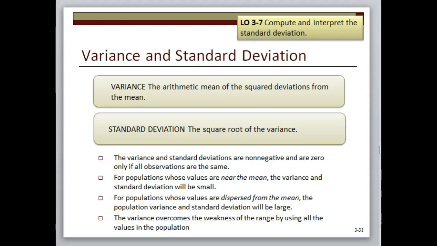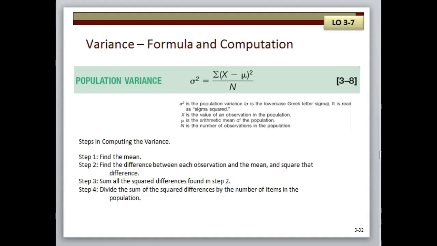If the values of a group are all near the mean, the variance and standard deviation will be small. If the values of a group are dispersed from the mean, the population variance and standard deviation will be large. As a measure of dispersion, the variance overcomes the weakness of the range by using all the values in the population. This slide shows the formulas and steps for computing the population variance.